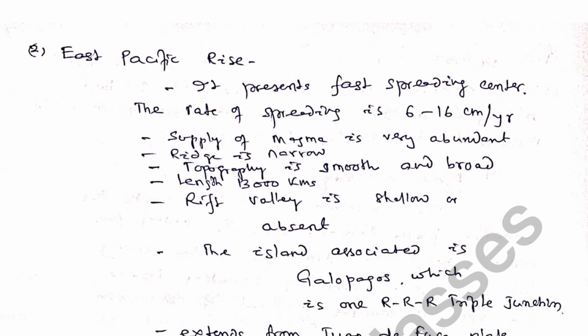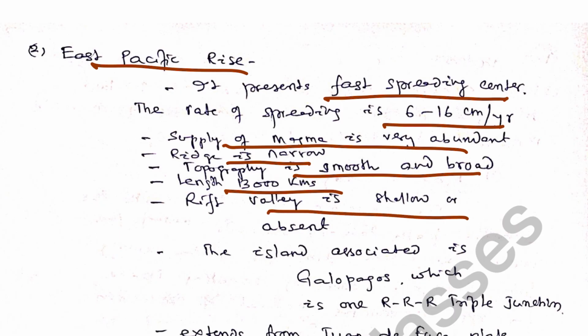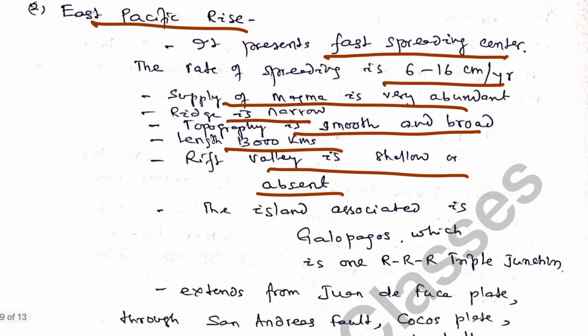We have the East Pacific Rise. It is another important mid-ocean ridge in the Pacific Ocean. It has a fast spreading center. So the fast spreading center is confined to the Pacific Ocean. The rate is about 6 to 16 centimeters per year. So there is abundant supply of magma. The ridge is narrow. It is forming a rise. Topography is smooth and broad. Length is about 13,000 kilometers. The rift valley is shallow or absent.